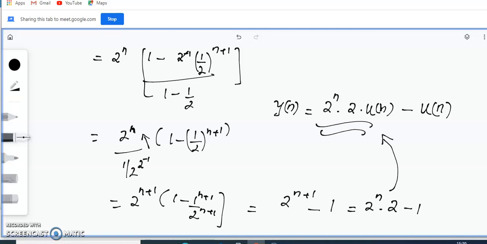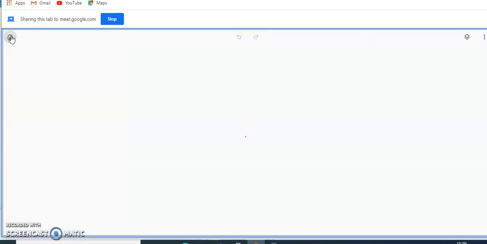So this will be the general representation of the output of the signal. So y of n, the response of that system, is equal to 2 raised to n into 2 into u of n minus u of n. Okay, this is the convolution sum of the signal. Now I will give you one question which you can try to do by yourself. The same method you can follow.